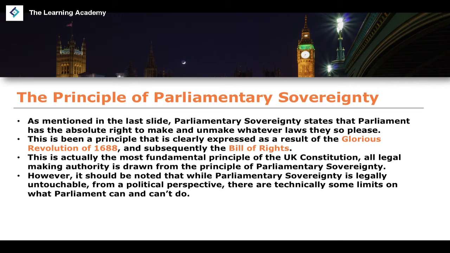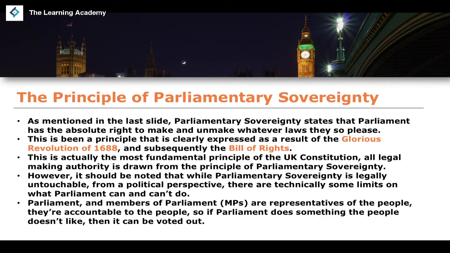From a political perspective, there are technically some limits on what Parliament can and can't do, because Parliament, and members of Parliament, MPs, are still representatives of the people. They're accountable to the people through the regular holding of elections. So if my MP does something that I don't like, or votes for a law that I don't like, I can try and vote him out. And so if that happens, Parliament is at least somewhat subject to the people. They're subject to their constituents. Because if, for example, they passed a very, very unpopular law that nobody liked, when it comes to the next election, we would just vote them out. And that would then reduce their power because they won't be in office anymore. So they are at least constrained from a political perspective.